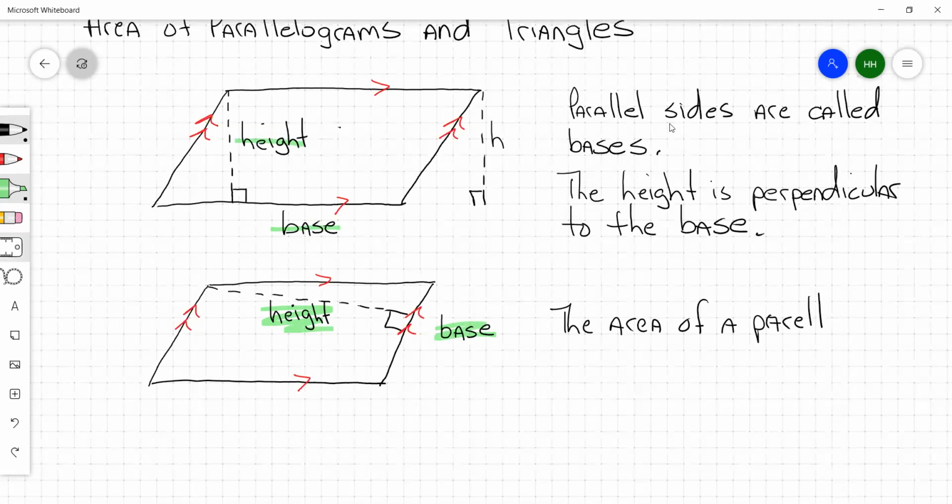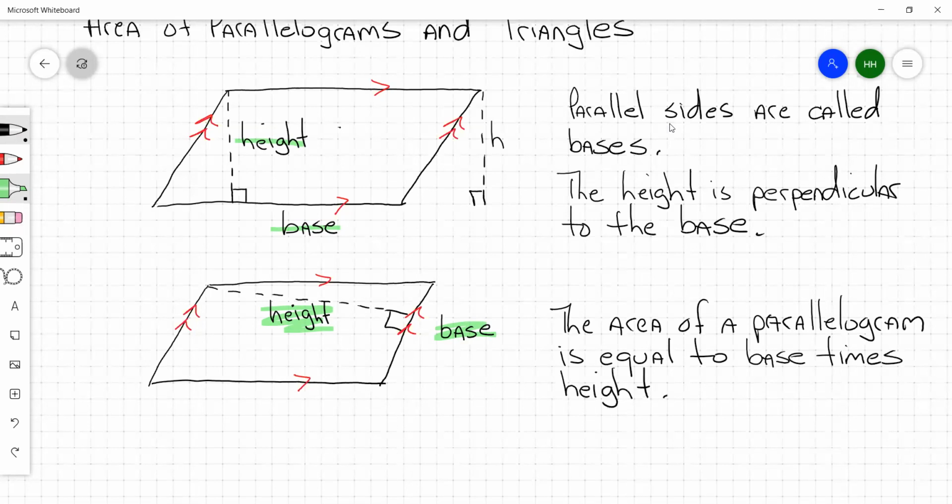Ooh, I didn't spell that right. Parallelogram area is equal to base times height. All right, your area is equal to the base times the height.